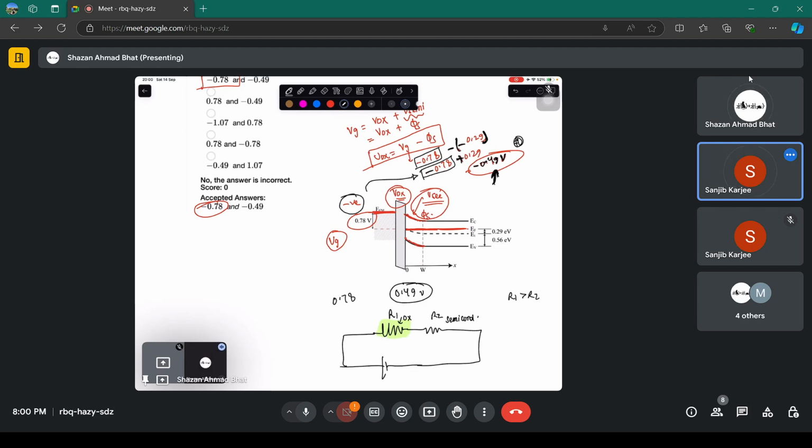That is the Fermi potential. This is the inbuilt one. You are not giving it. Whatever you are giving is the difference between the Fermi level in the metal and the Fermi level in the semiconductor. This thing is the V applied.